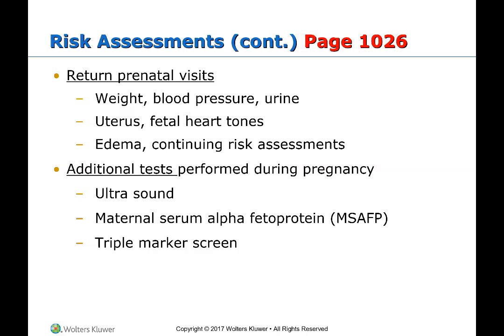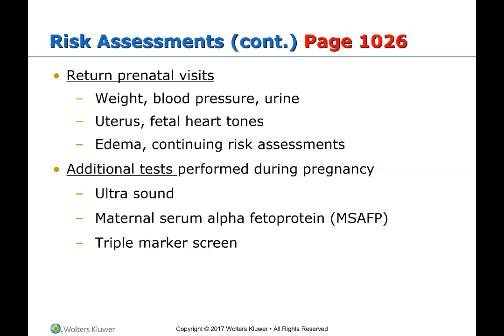One of the other additional tests is the maternal serum alpha fetoprotein, which is a blood test that is given to the mother. It's also called an MSAFP. It is usually done between week 15 and 19, and it is screening for neural tube defects. The neural tube is what is going to be the brain and the spinal cord.